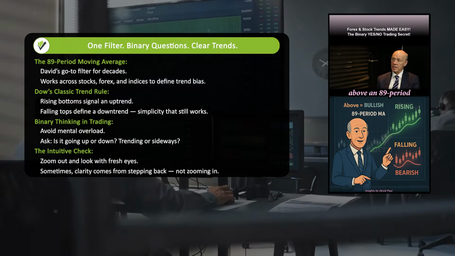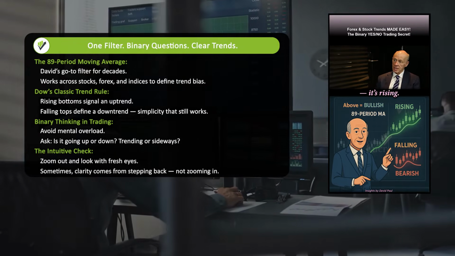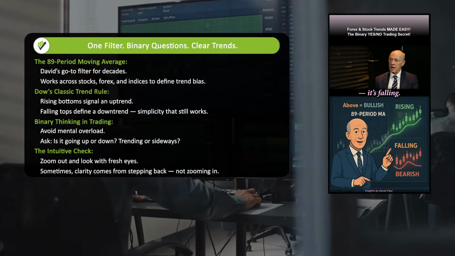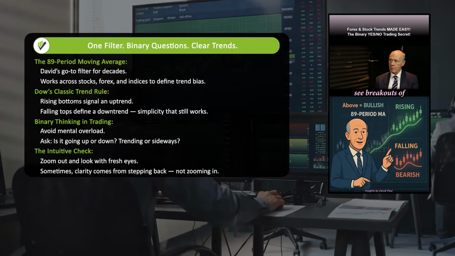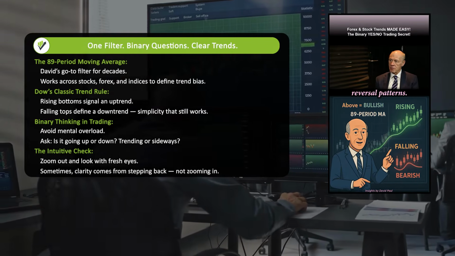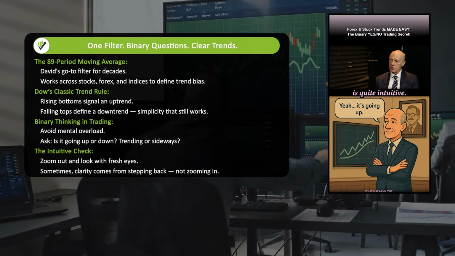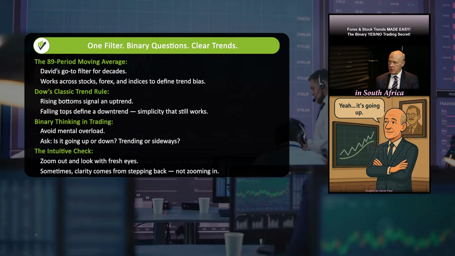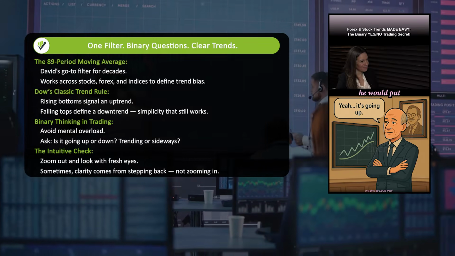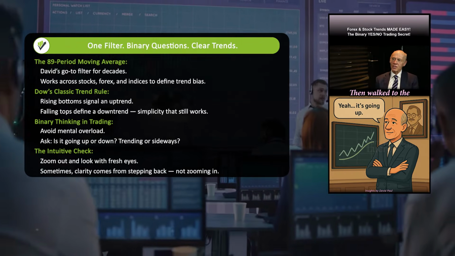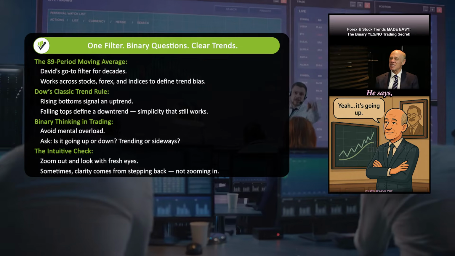If the market's above an 89 period moving average, it's rising. If it's below, it's falling. But I like to see breakouts of patterns, reversal patterns. And a lot of that is quite intuitive. I remember that old fellow in South Africa that taught me this many years ago. He would put the chart on the wall and then he'd walk to the other side of the office and have a look at it. He says, yeah, it's going up.